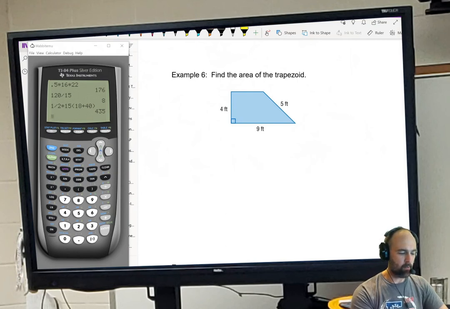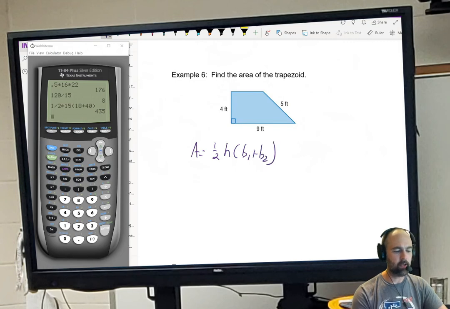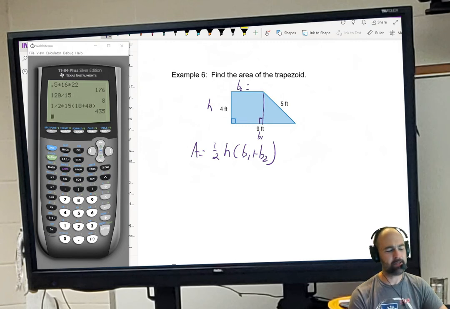Find the area of the trapezoid. Now, whenever I go through and do area equals 1/2 height times base 1 plus base 2, well, I know my height is 4. I know that base 1 is 9. I need to find base 2. Now, in order to do that, I'm going to go ahead and draw in this height here. We know it's going to be 4 because it's going to be exactly equal to the other height.